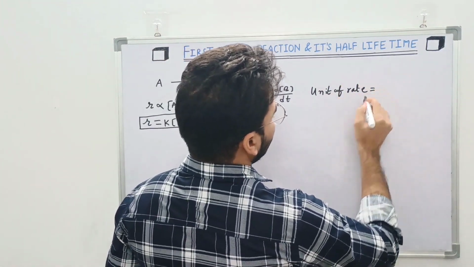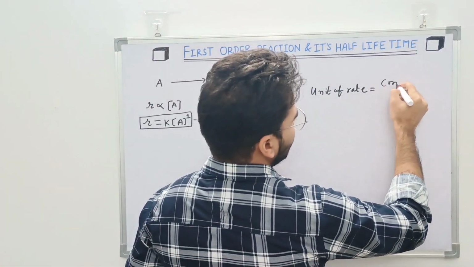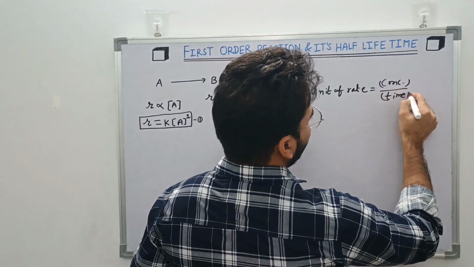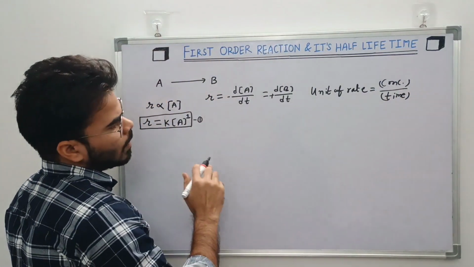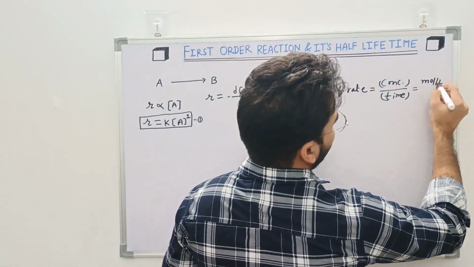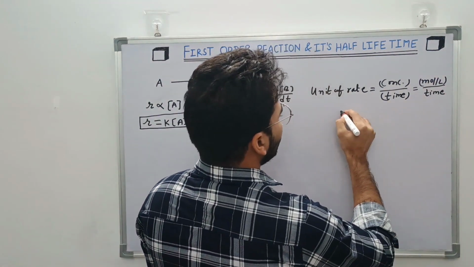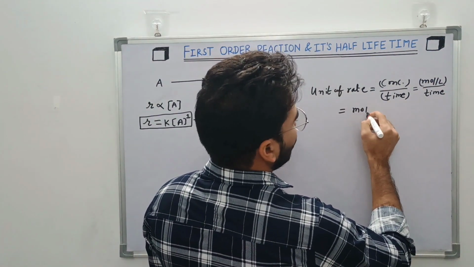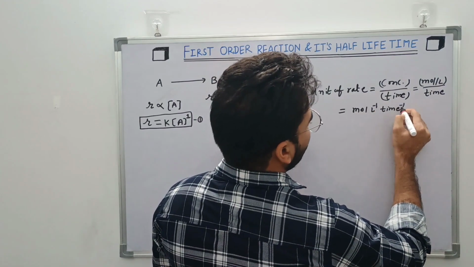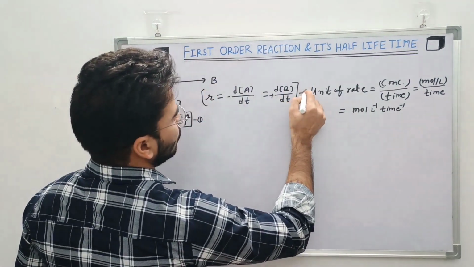Here you can see the unit of rate. Rate is change in concentration with respect to time, so the unit of rate is concentration upon time. We are taking concentration in mole per liter, so the unit will be mole per liter upon time, that is, mole, liter inverse and time inverse. Let's assume this is equation number 2.